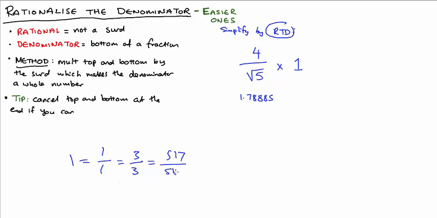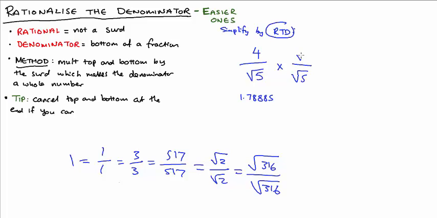We can also write it as root 2 over root 2. But here's the thing, what we do is we be very smart about our choice, and this is what we do. We pick root 5 over root 5.